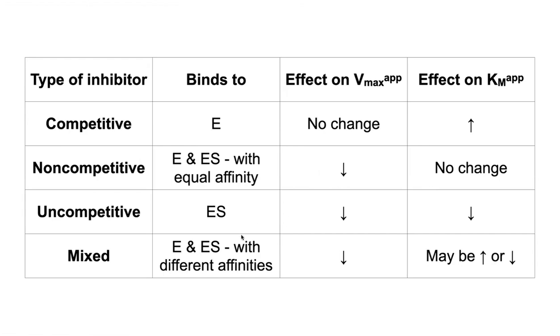Mixed inhibition. Here you're binding to E and to ES, but with different affinities. Once again, you're taking the enzyme out of commission, decreasing your Vmax apparent. But because you have different affinities, this may increase or decrease your Km apparent. If it acts more like a competitive inhibitor, binding to the enzyme alone, that's going to increase your apparent Km, just like with your competitive inhibitor. But if it acts more like an uncompetitive inhibitor, then it's binding to the enzyme-substrate complex more, and that's going to decrease your apparent Km. So it's hard to tell based on a graph whether something's mixed. Mixed is actually a very common form of inhibition.